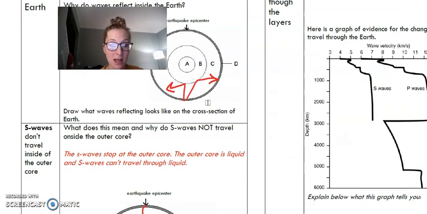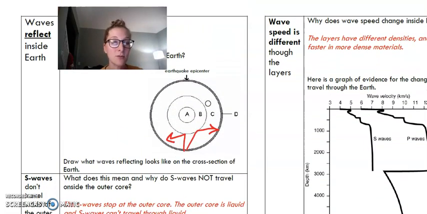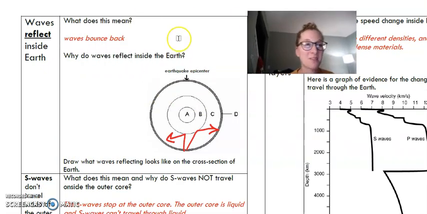All right, now on the inside, I've got to move myself. Whoa! Okay, the first thing in this section is that waves reflect inside the Earth. I would highlight it, star it, make that stand out. So waves don't just refract, they also reflect. What does that mean? Well, we saw with our slinky that the wave bounced back. And it's the same thing as in a mirror.